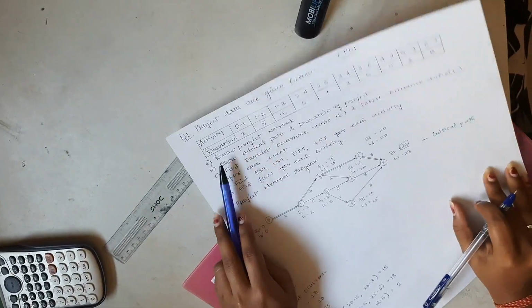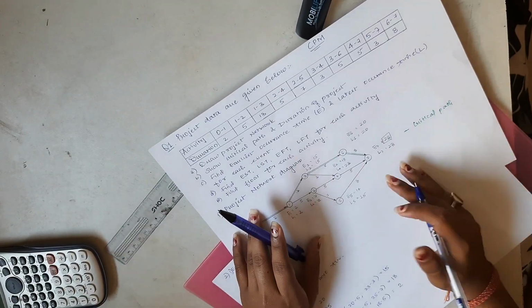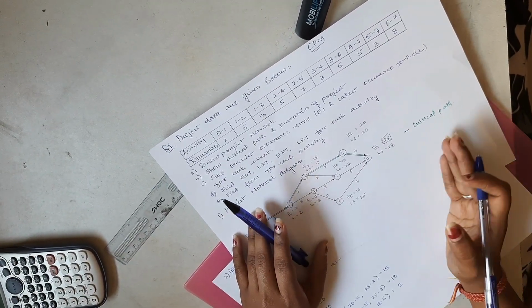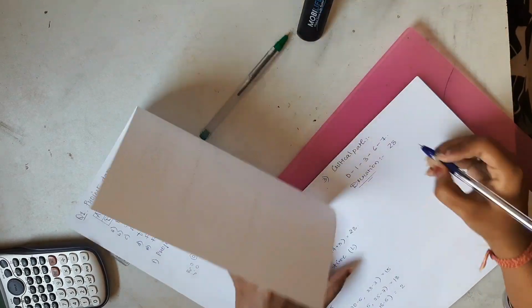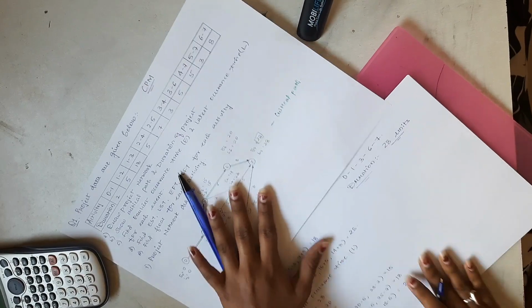And in this case, there is no unit mentioned for the duration. Sometimes it is given as weeks, sometimes as days, or sometimes as years, but here it is not given, so you just need to write units. Don't forget to mention this, okay? So now this part is done.